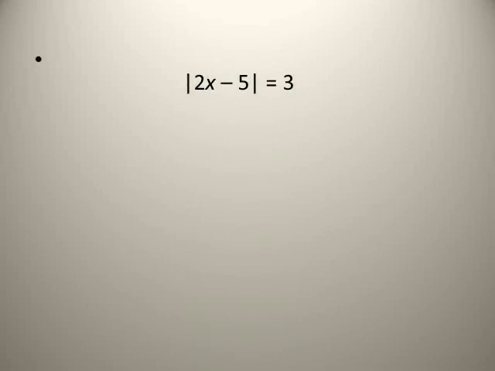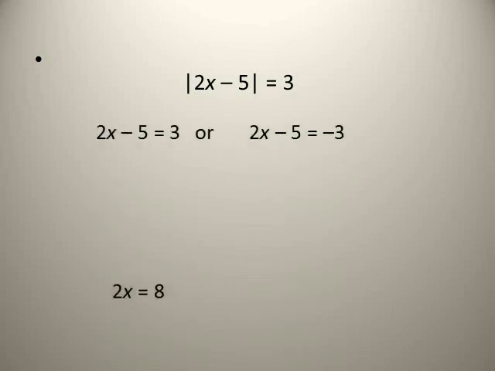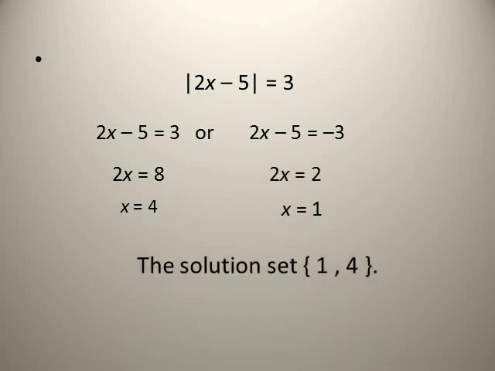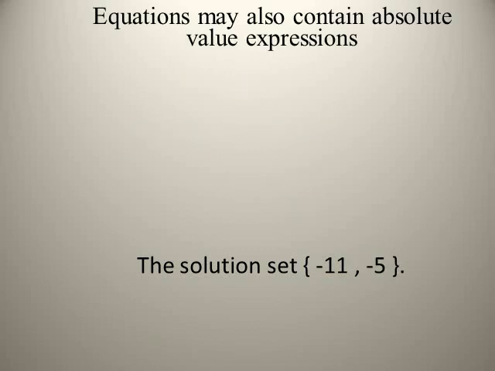Absolute 2x minus 5 equals 3. That means 2x minus 5 equals 3 or negative 3. Solve the two equations. The first one, 2x will be 8, which means x equals 4. Second one, 2x will be negative 3 plus 5, which equals 2. Finally, 2x equals 2, x equals 1. The solution set will be 1 comma 4.